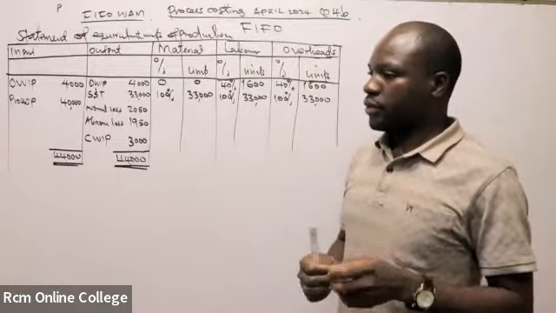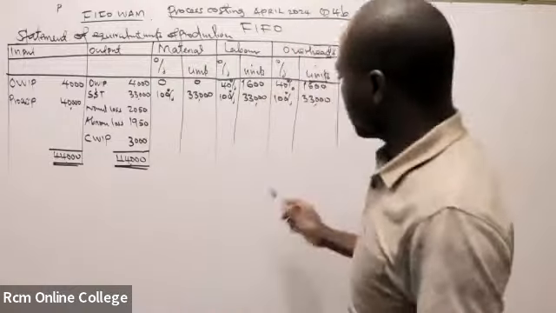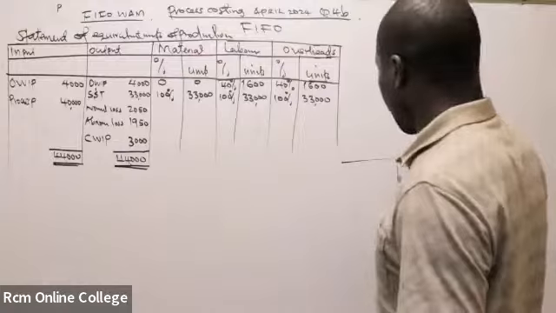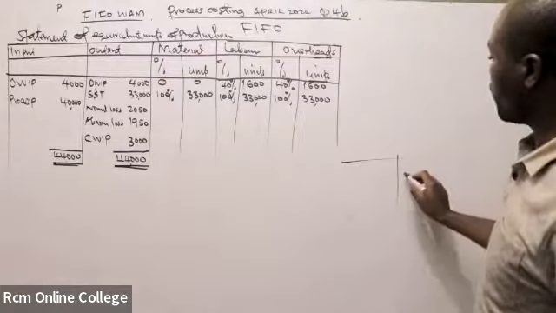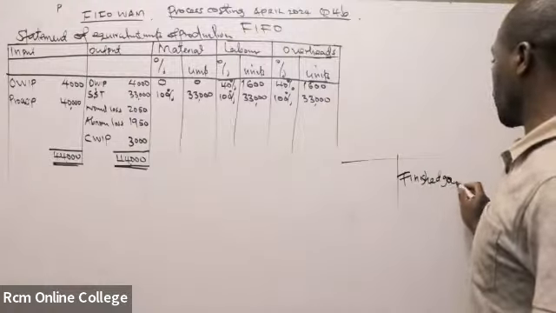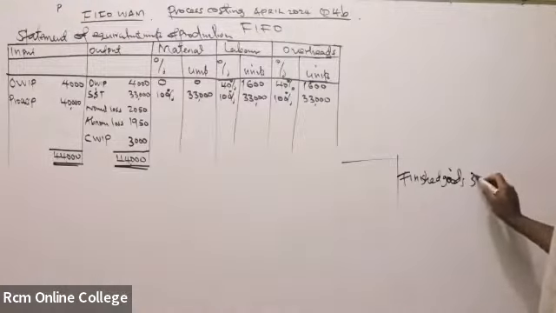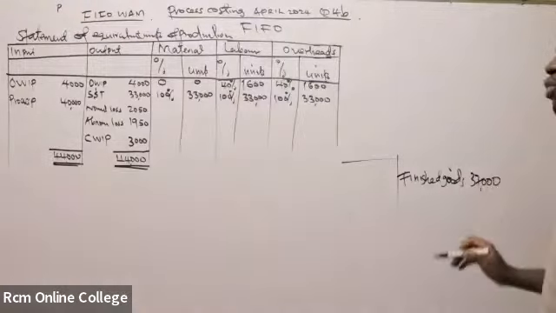Is that clear? During our Tuesday's class, we said, once you have the process account, we talked about finished goods, or what was taken to the next process. The finished goods in this question is supposed to be 37,000 units. That is what we got.